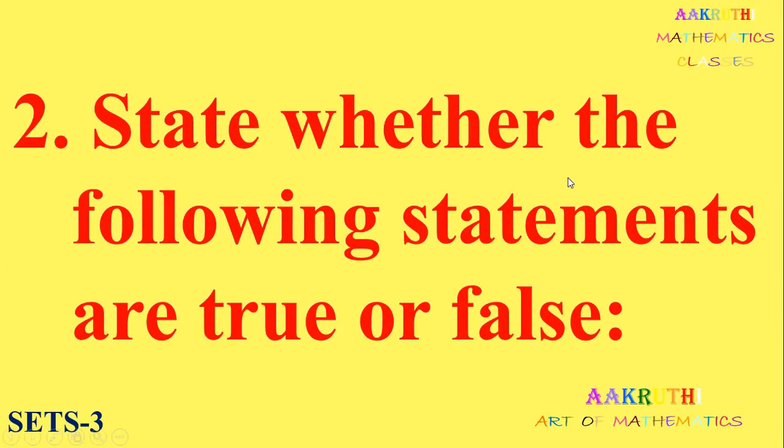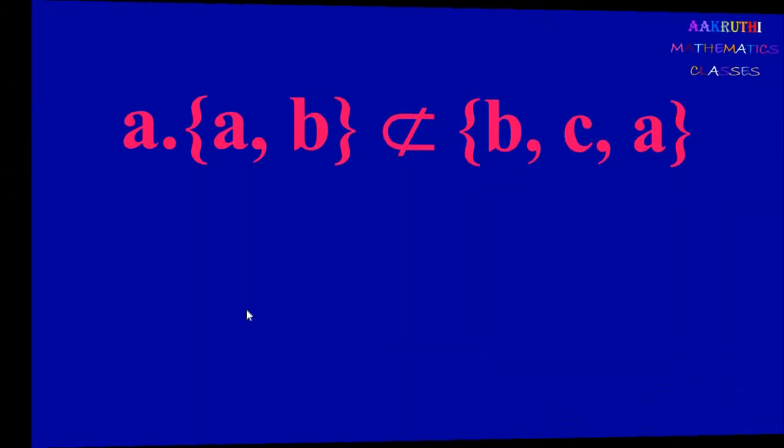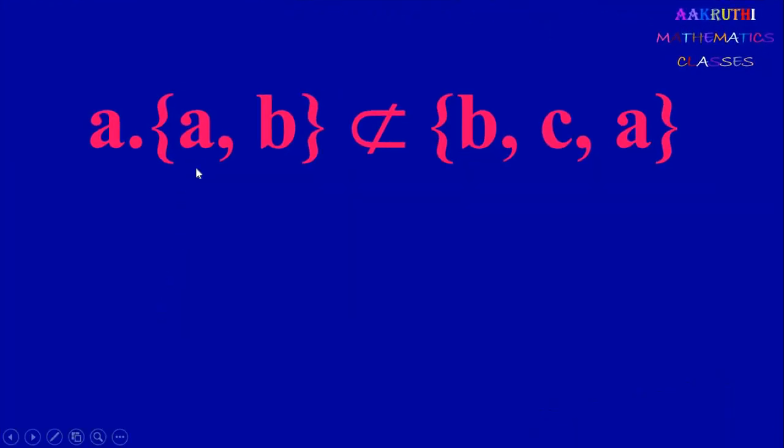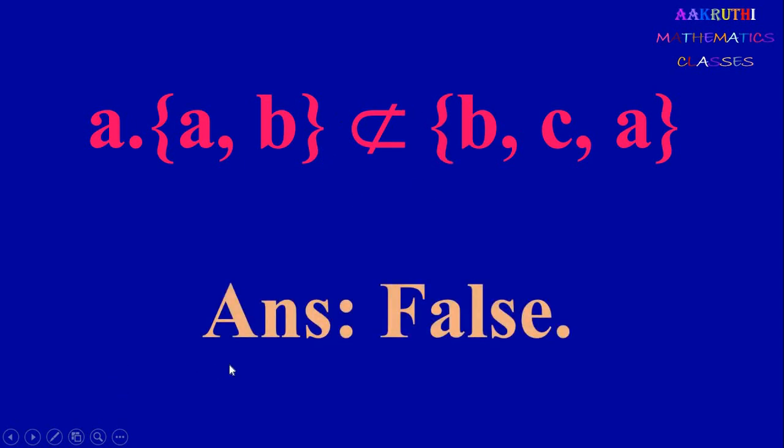So next question, state whether the following statements are true or false. First one, set AB is not a subset of BCA. Now here we have one set AB. Now here we have one set BCA. Now all the elements of this set are also present in this set, but here it is given it is not a subset. So therefore this is false. This is wrong. So therefore this is false.